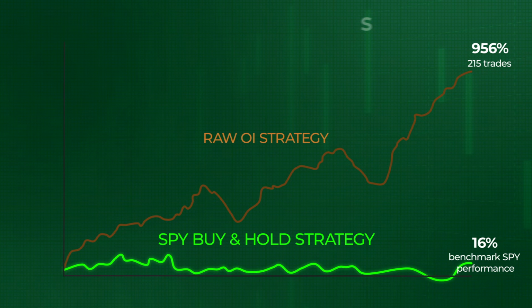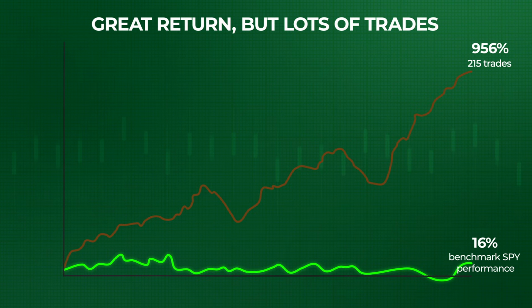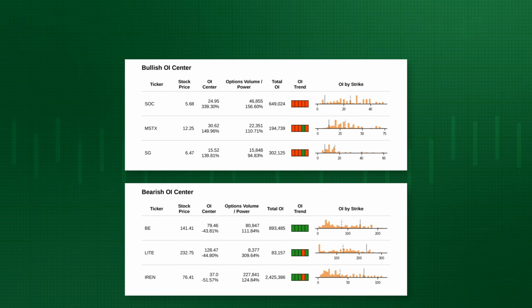However, notice that you would have needed over 200 trades to get to a very nice return, which may be something hard to do for retail traders. Apart from the high number of trades, notice that this is not a strategy for the faint-hearted. The raw open interest signal can be noisy. Every day, you'll get a top 3 bullish and bottom 3 bearish list.